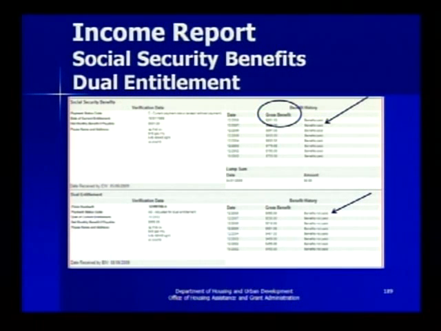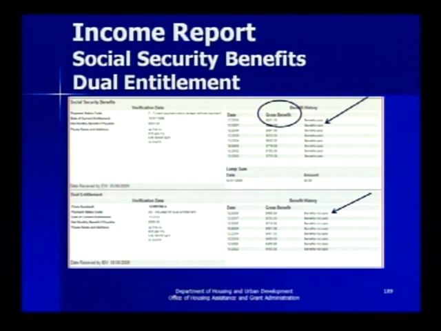Okay, now that we have gone over the income information that is provided from Health and Human Services, we're going to be talking about the part of the income report that includes information that comes from the Social Security Administration. There are a number of different things provided by Social Security: the Social Security benefit information, the supplemental security income benefits, dual entitlement benefits, Medicare data, and the disability status.